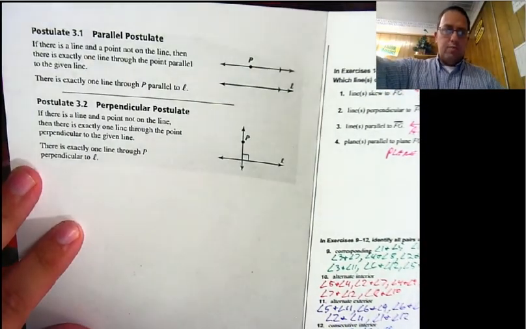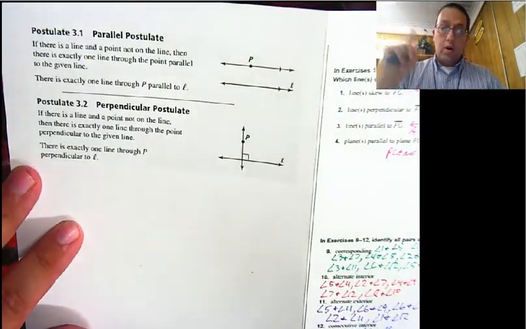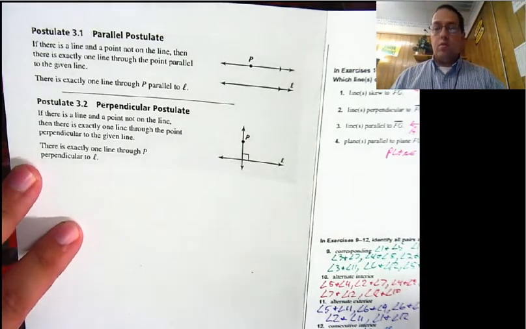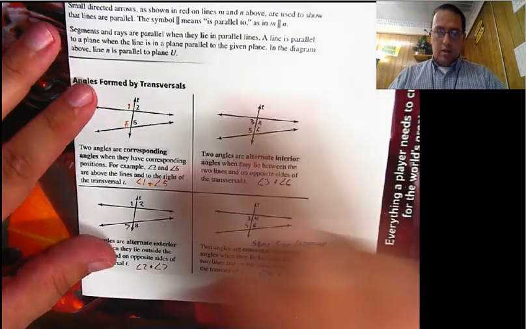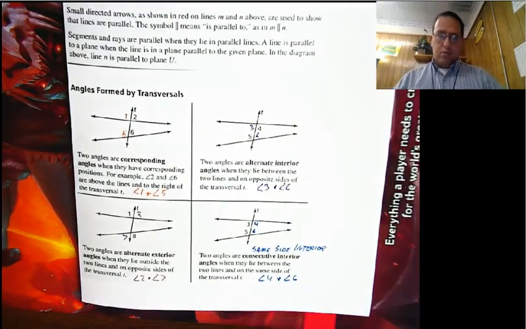All right. Parallel postulate, perpendicular postulate, through any point there's only one line that's going to be either parallel or perpendicular. And don't forget all of our angle relationships.